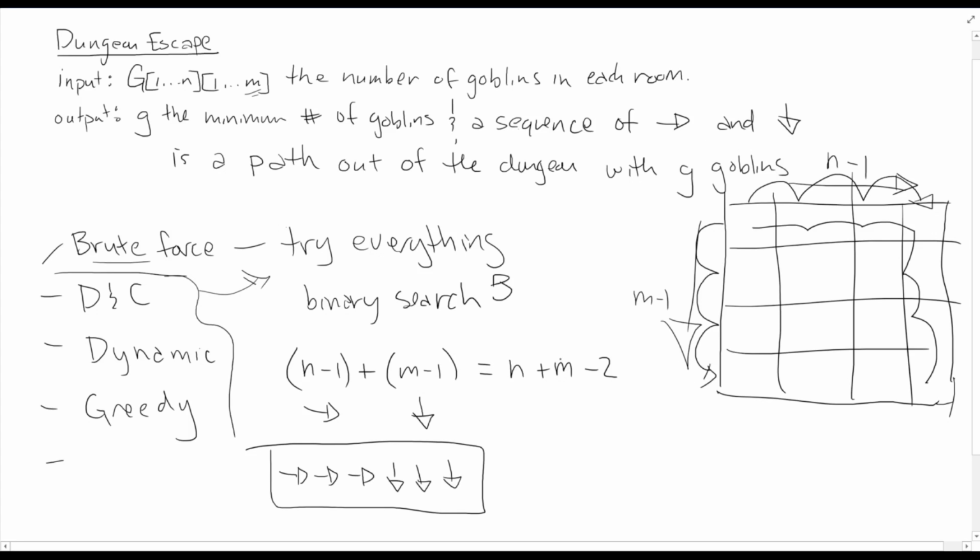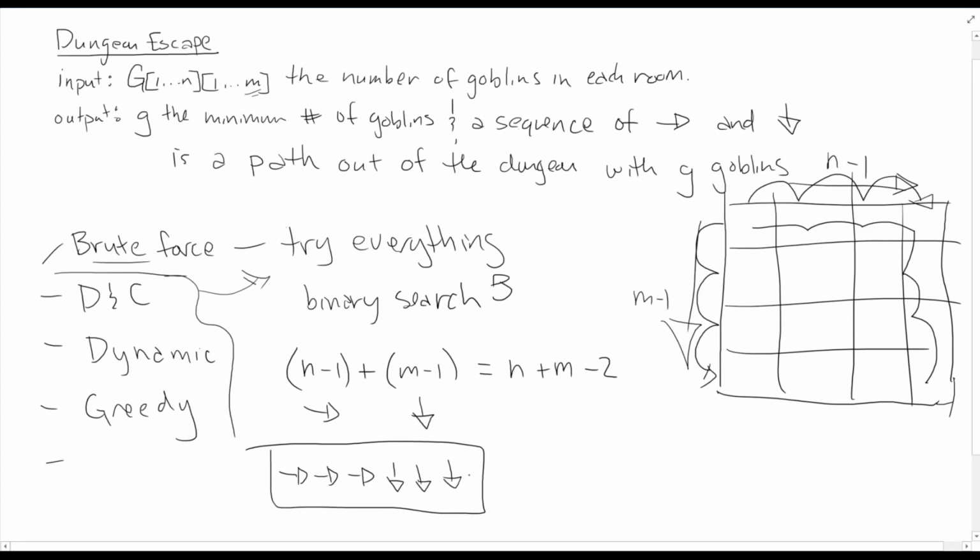For instance, we could put all the downs first. We could go down, down, down, right, right, right. That would be a different path. Or we could go down, right, down, right, down, right. That would be a different path. Or right, down, right, down, right, down. Or right, right, down, down, right, down. There's a whole bunch of different ways that we can do this.